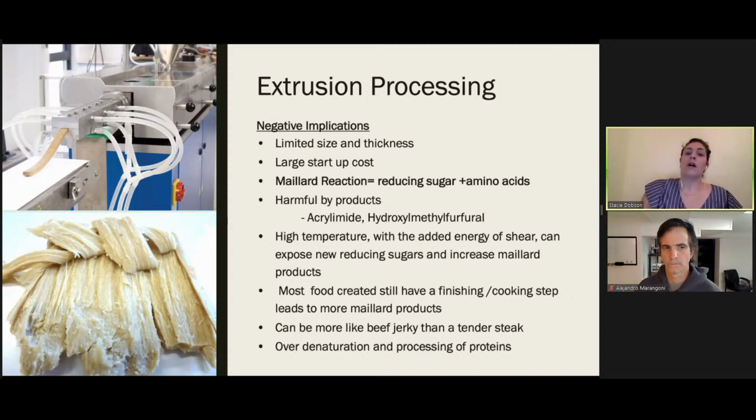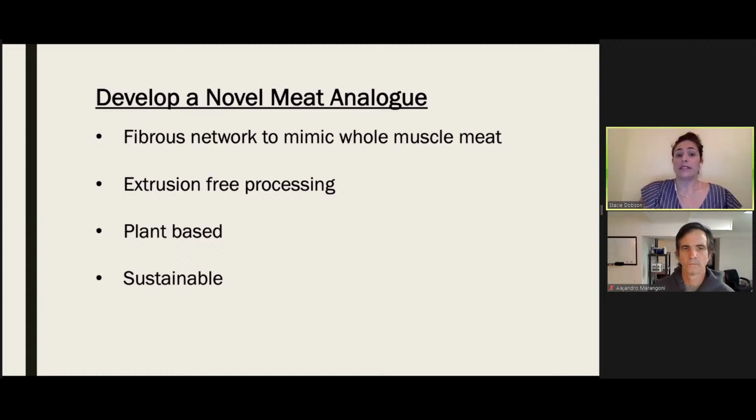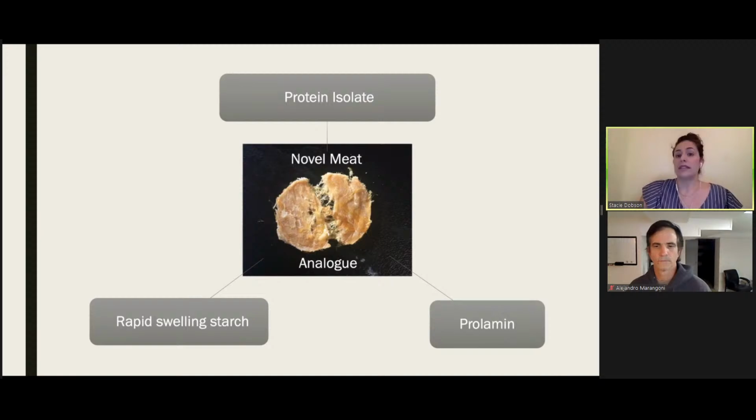Our goal was to develop a novel meat analog that had a fibrous texture to mimic whole muscle meat, extrusion-free processing, plant-based, and sustainable. And we came up with a product that uses a prolamin, a protein isolate, and a rapid swelling starch to create this novel meat analog. So first I'm going to talk about the filamentous portion of it. And we discovered that the prolamin was best suited for that.